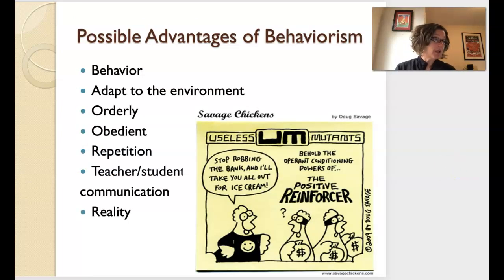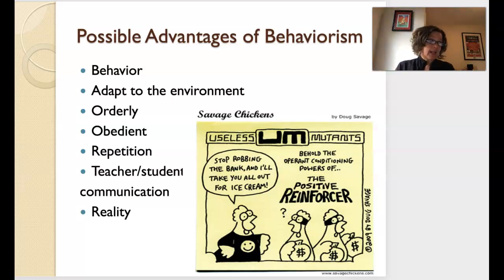Okay, possible advantages. There's definitely some advantages of behaviorism. Basically, the behavior is shaped quickly and can be measured. It's pretty obvious when the child is doing what you are rewarding them for or they're not. The learners adapt to the environment fairly quickly. Kids are pretty quick at going, okay, if I line up quietly, then I get an extra 2 minutes at recess. If I don't, I don't get those extra minutes. So they're very good at adapting.